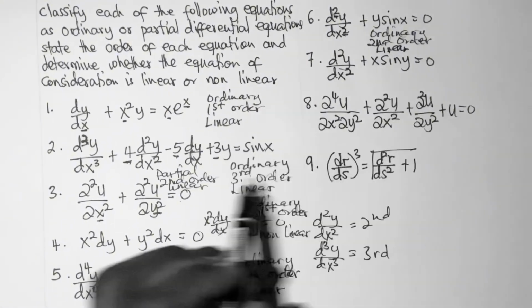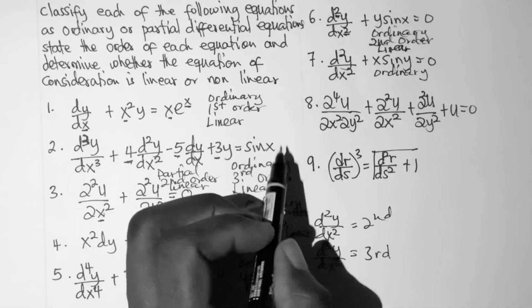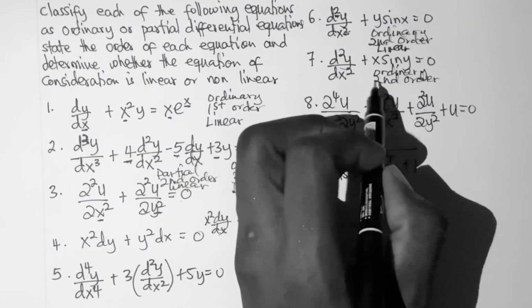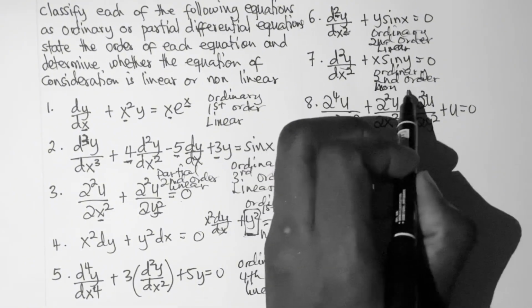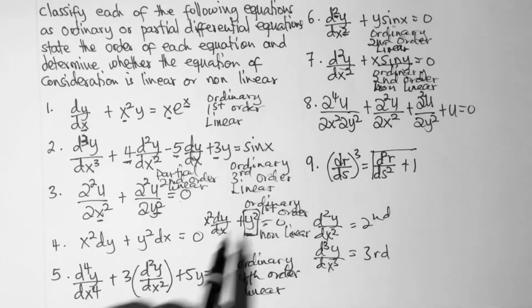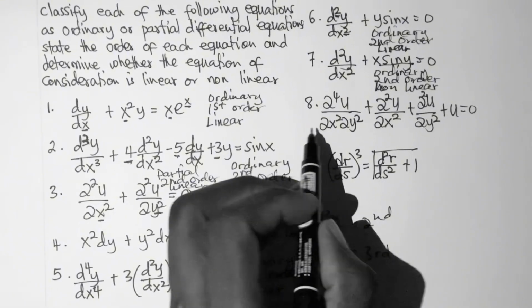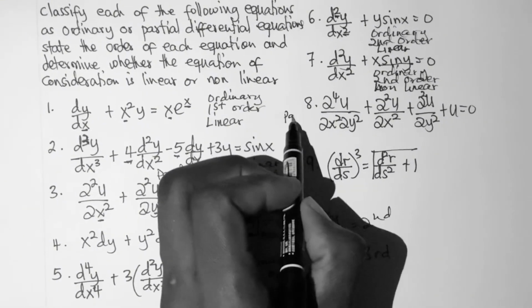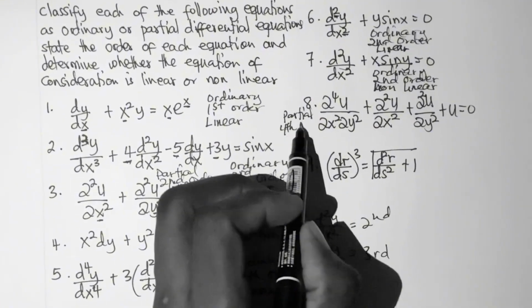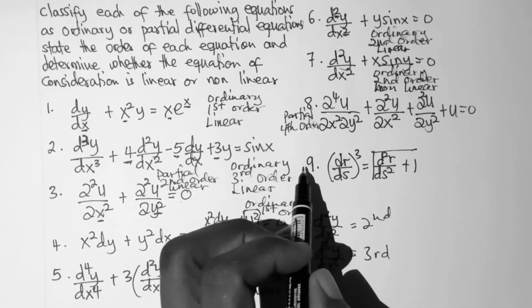Let's consider this one. This is also an ordinary differential equation. And then this is also the second order. But this is non-linear. This is not a linear differential equation because of sine y. So this is a non-linear differential equation. Now if we come to this case, see that this one is a partial differential equation. And then the order is a fourth order differential equation. But then this is a linear differential equation.